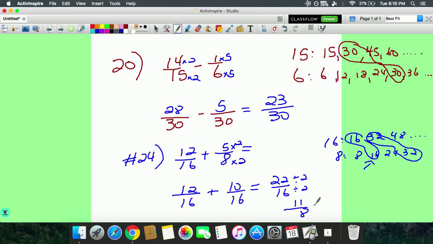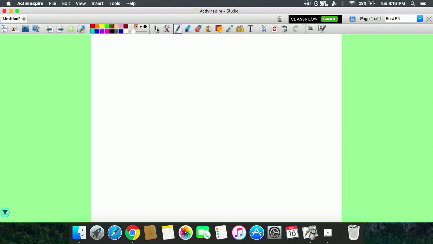That becomes an improper fraction. Let's change that to a mixed number. 8 goes into 11 one time. How many left over? 3. 3 over 8. Final answer. So a few examples here and there on each page, and then I'll do the last page, which was page 4 or exercise 5.